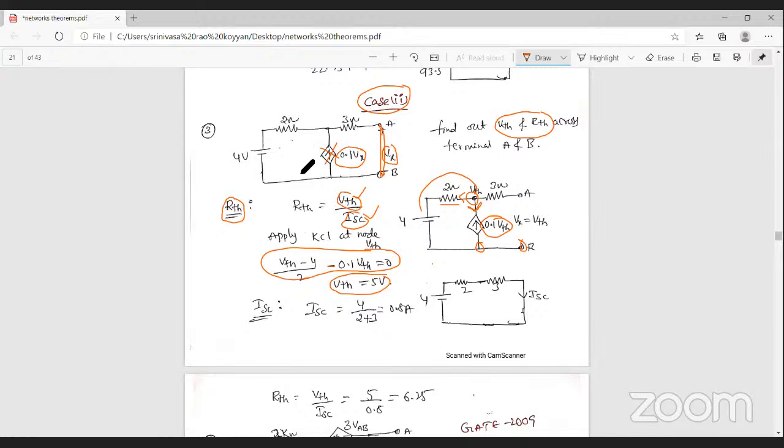Then this circuit can be redrawn as this: 4 volts, 2 ohm resistance, 3 ohm resistance. Here the current source is open circuit, and these two terminals are short circuited. To find the short circuit current ISC, ISC is equal to total voltage by total resistance. These two resistances are in series, that's why 2 plus 3. That is 4 by 2 plus 3.